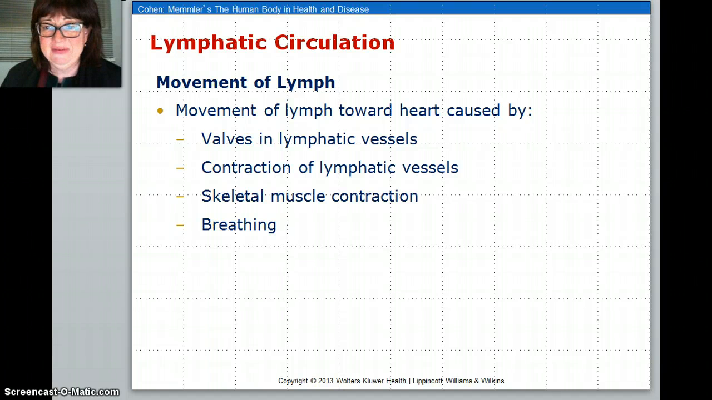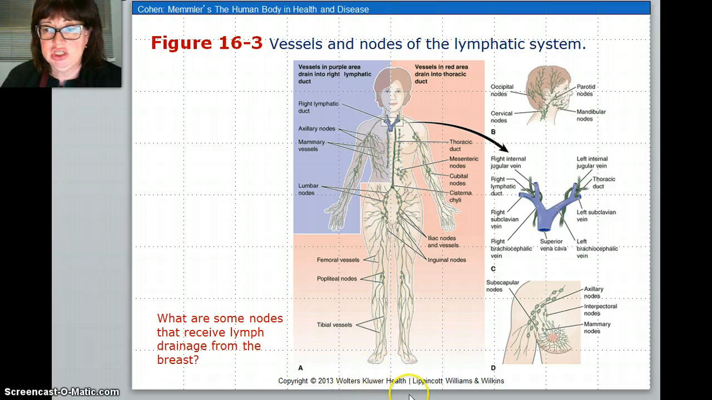When we look at the movement of lymph, lymph is moved towards the heart, and it's got valves in the lymphatic vessels. It moves by the contraction of the lymphatic vessels. Also, skeletal muscles help move it, and breathing. If you've ever had a good massage, they'll often go towards your heart, and the whole idea is to help move that lymph fluid towards your heart. Now, the fluid inside is called lymph. It's quite similar to blood, but it doesn't have the proteins or the blood cells.